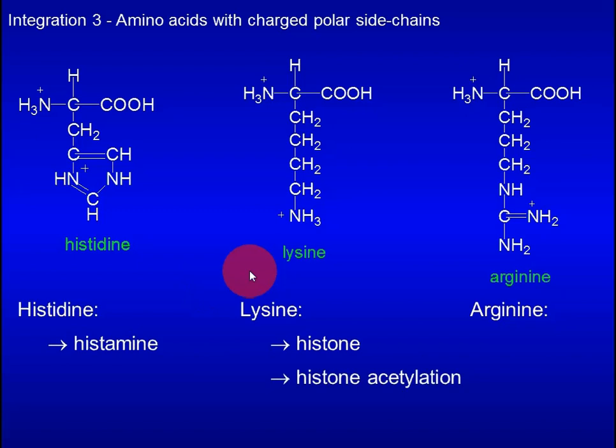Arginine, similar to lysine, is an abundant amino acid in histone. It promotes interaction between histone proteins and DNA. In addition, arginine is a precursor for urea.